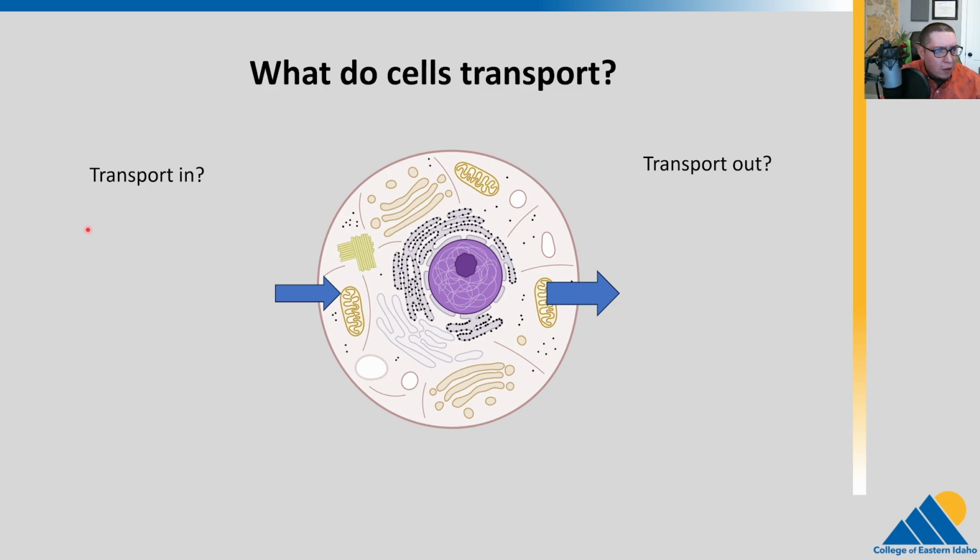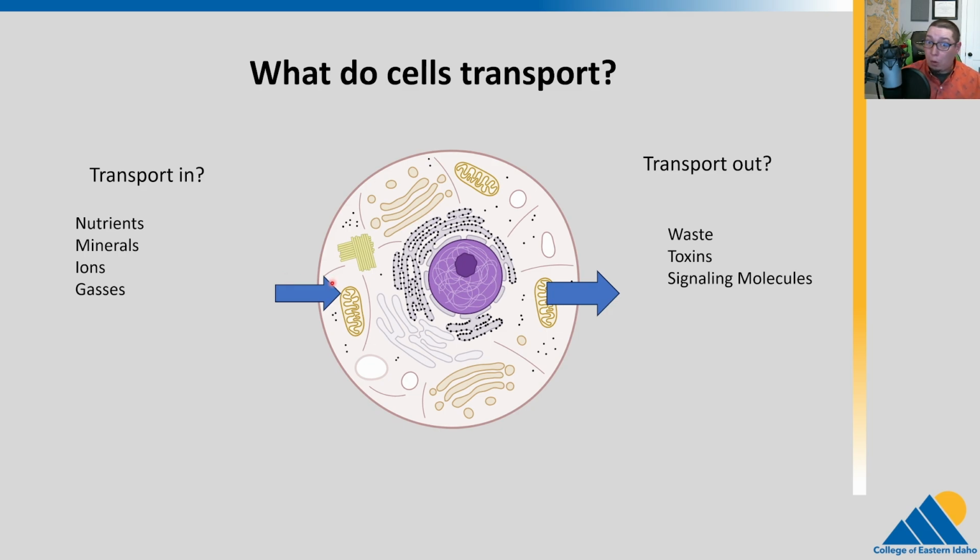All right, so let's start with things that probably want to go into the cell, right? Well, we have things like nutrients, okay, glucose, amino acids, lipids, other carbohydrates, things like that. Minerals, very important ions like electrolytes, and maybe even some gases, right? Oxygen, that's a big one that we need to get into our cells, right, for respiration to occur.